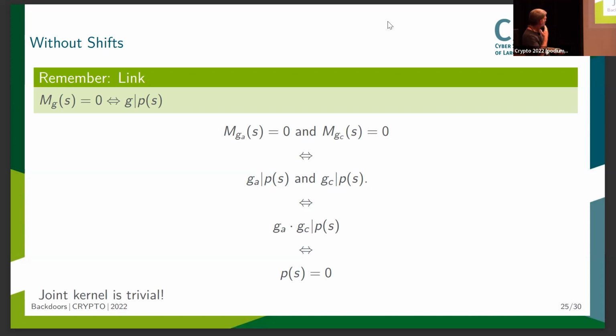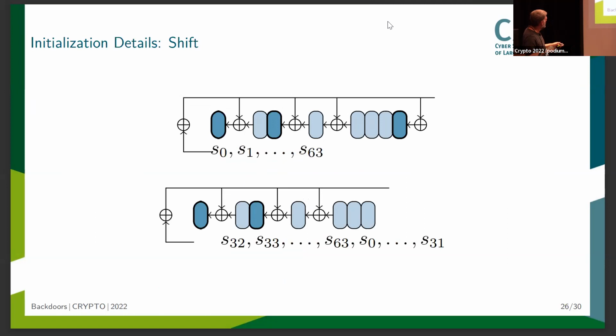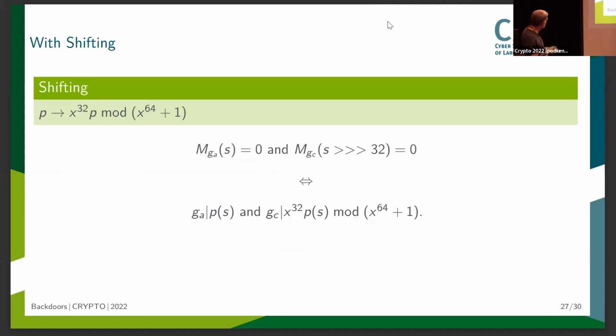And why the shift? What is the effect of the shift in this polynomial setup? So yeah, I show the shift again. What happens is you can think of shifting as the polynomial being multiplied by x to the 32 and then reduced modulo x to the 64 plus 1, and just wrapped around. And this is the wrapping. And now what you want again is for it to be 0 in the first polynomial, and you want the shifted key to be 0 in the second LFSR.